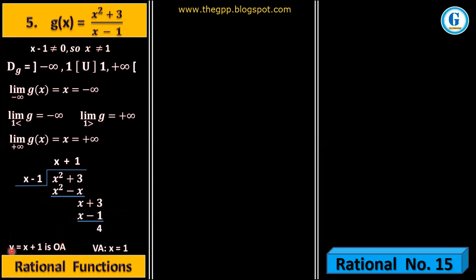So this is how you obtain the oblique asymptote when you're given a rational function in which the degree of the numerator is greater than that of the denominator.